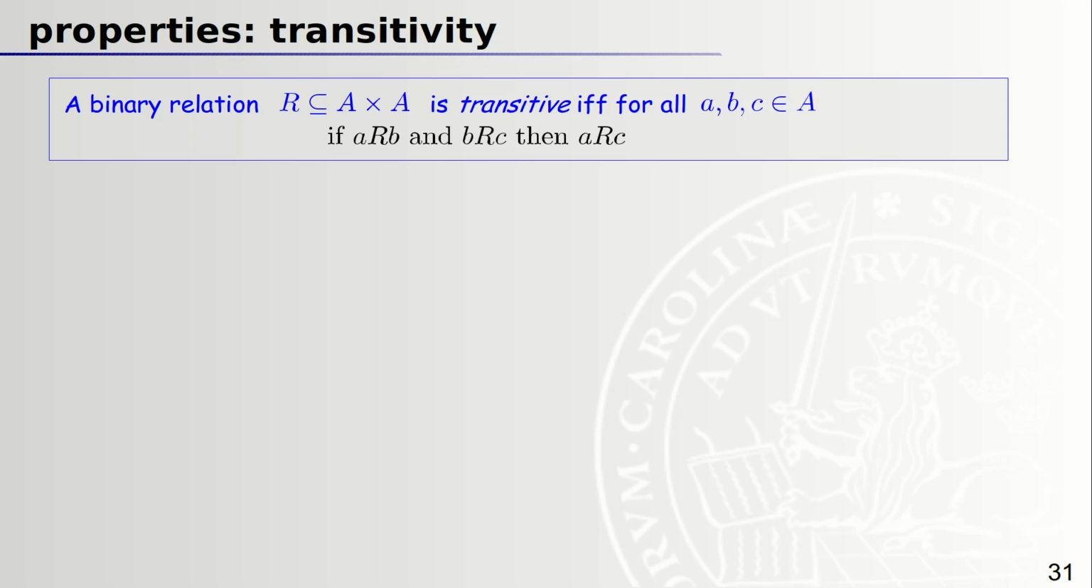The next property is called transitivity. We say that a binary relation over A is transitive if and only if, for any three elements A, B, and C, when it relates A to B and B to C, it also always relates A to C.